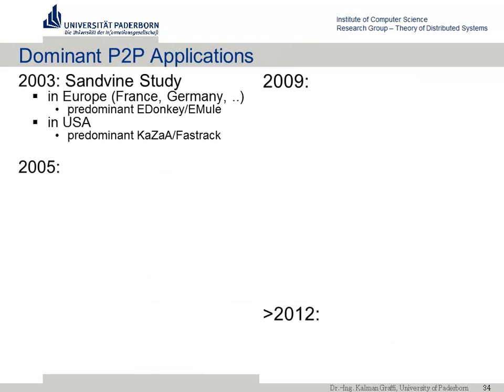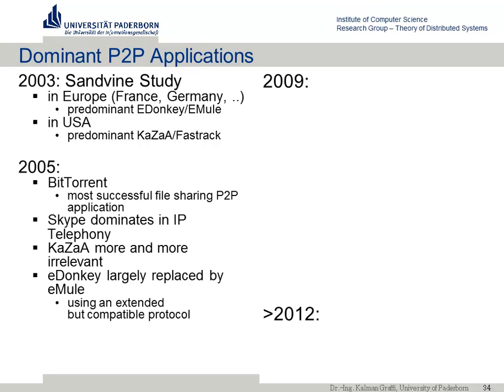Okay, looking at also the dominant peer-to-peer applications over time, so 2003, 2005, 2009, and later on. It began with eDonkey and eMule. So 2003 was also the time, I think, when Napster was shut down. So they weren't allowed to match the providers to the users, to the clients. And later on in Europe, eDonkey and Kazaa. 2005, that was very interesting, BitTorrent came up.